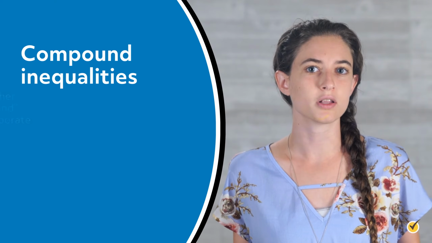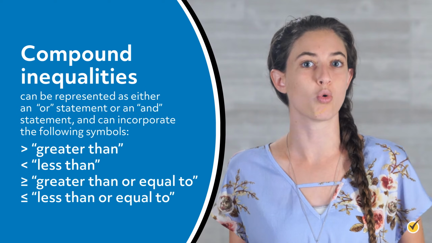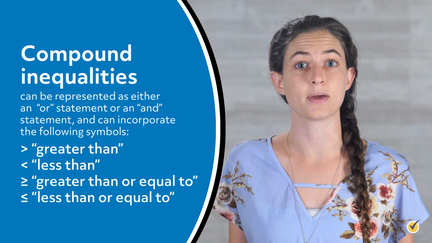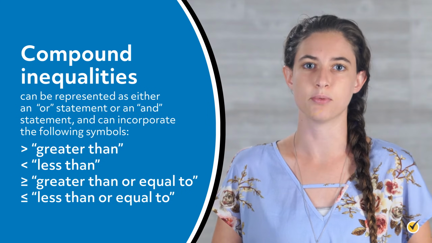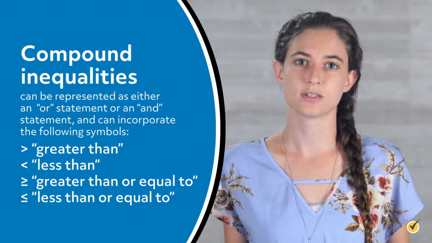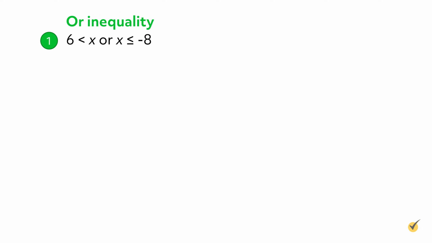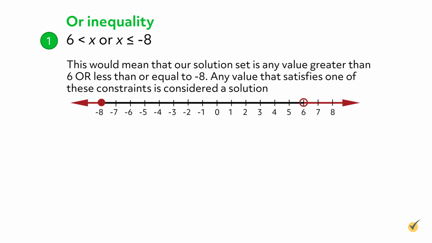Remember, compound inequalities can be represented as either an or statement or an and statement, and it can incorporate these symbols. Let's look at some examples. Here's an example of an or compound inequality. This would mean that our solution set is any value greater than 6 or less than or equal to negative 8. Any value that satisfies one of these constraints is considered a solution.